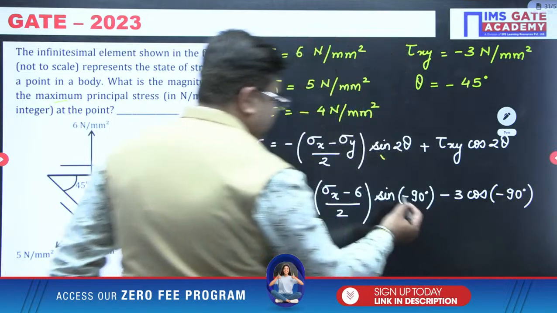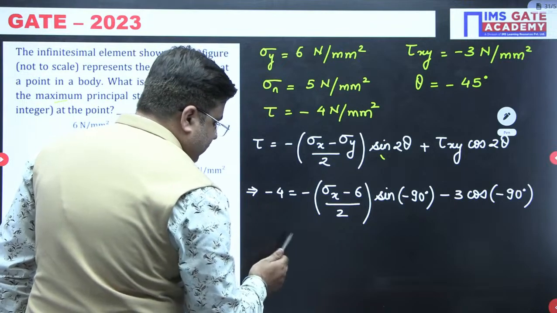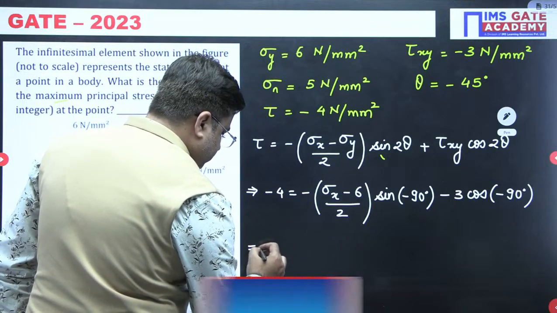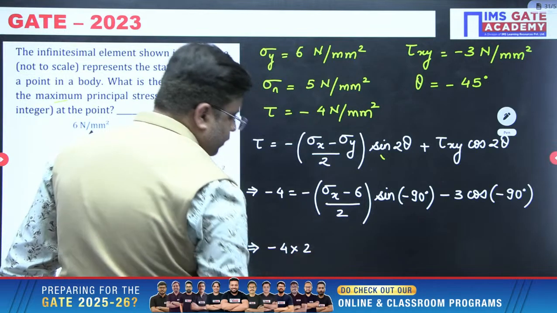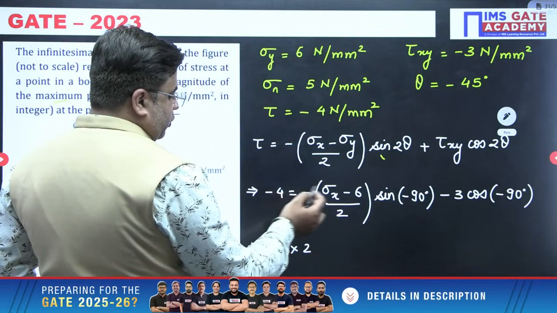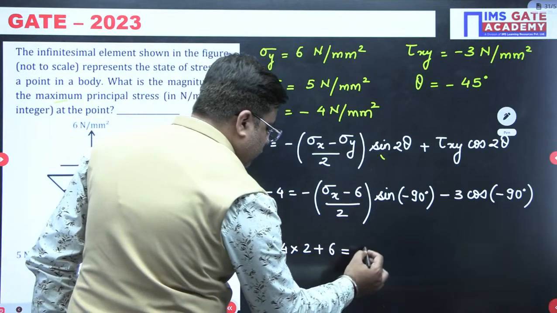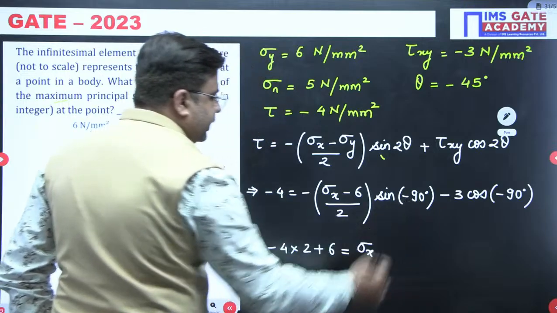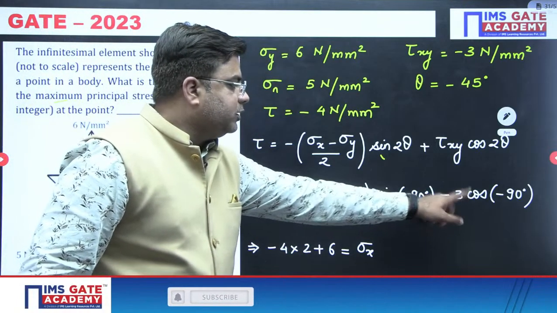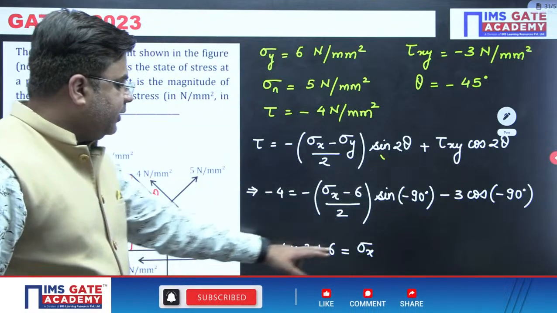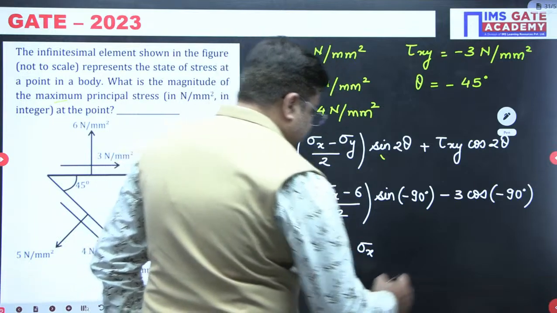So this minus sign will come out, so this will become plus here. So you have minus 4 into 2, minus 4 into 2 plus 6 is equal to sigma x, because sine 90 is 1, and cos 90 will be 0. So what will be the value of sigma x here? Sigma x is coming out as how much? Sigma x is minus 2.